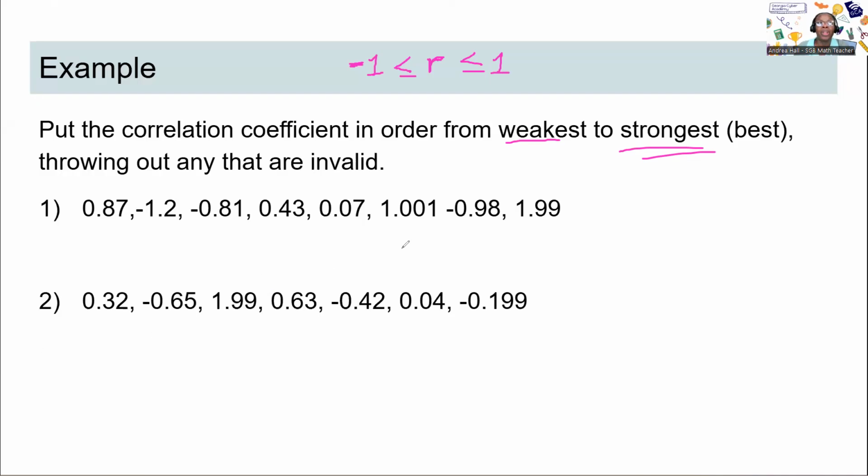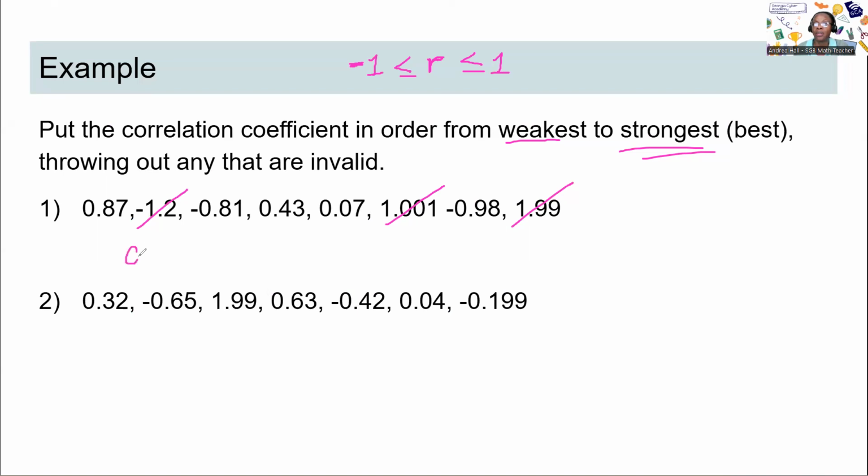Welcome back. So let's go ahead and throw out the ones that we can't use. So look, this is -1.2. This is less than -1, so we're going to throw that one out right away. This is 1.001, that's bigger than 1. We're going to cross that one out. This is 1.99. We're going to cross that one out. Now let's put it in order from the smallest to the largest. We're going to look at just the numbers.